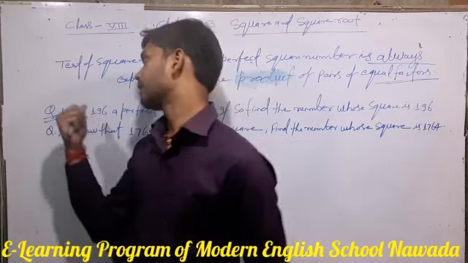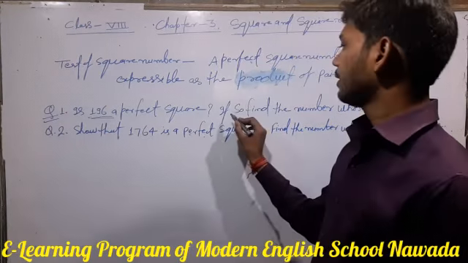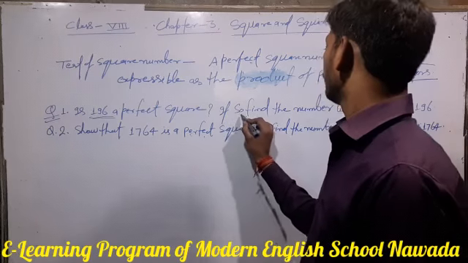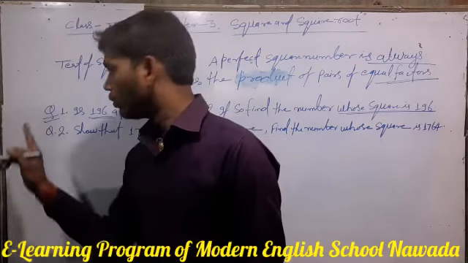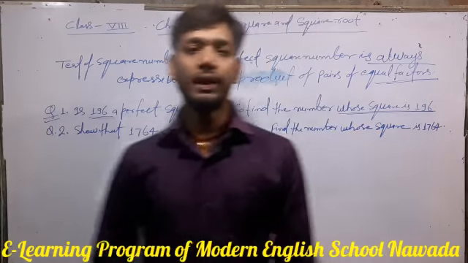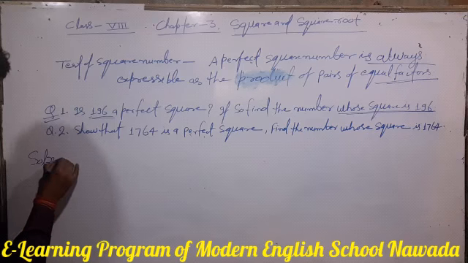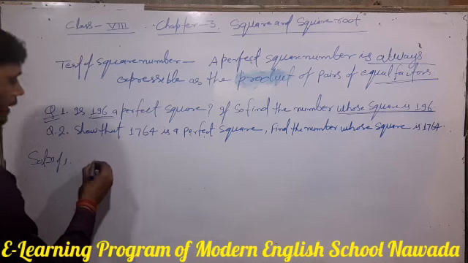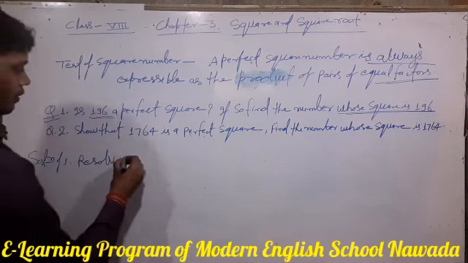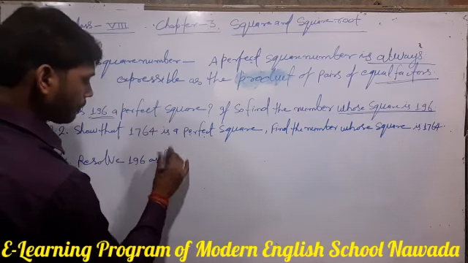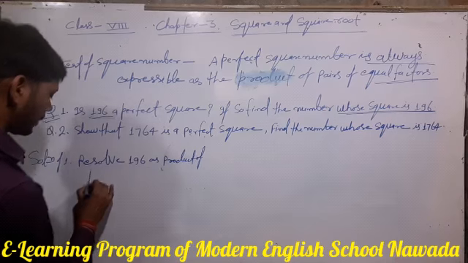Here the first question is given: is 196 a perfect square? If so, find the number whose square is 196. So you have to solve this question. First of all, find prime factors. Solution: first of all, resolve 196 as a product of prime factors.